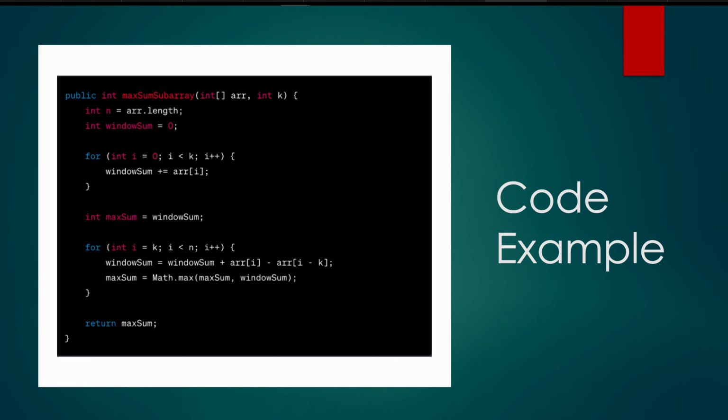Then we move from k to the end of the array one by one. What we do is add the element at the new index and remove the last element. In the next step, we also compare the maximum versus the window sum. And ultimately, we return the maximum. So that's pretty much it for this maximum sum example.